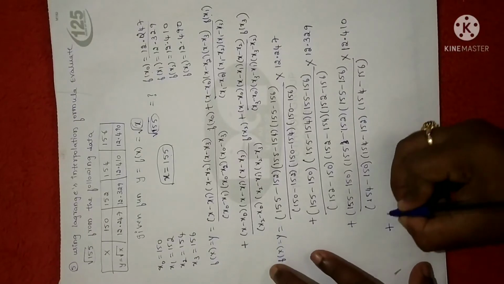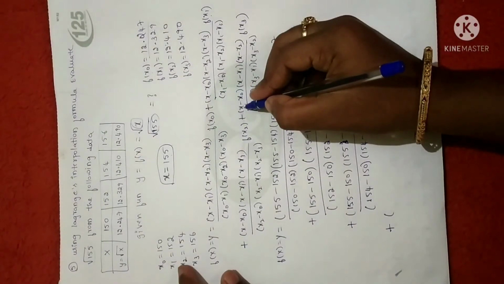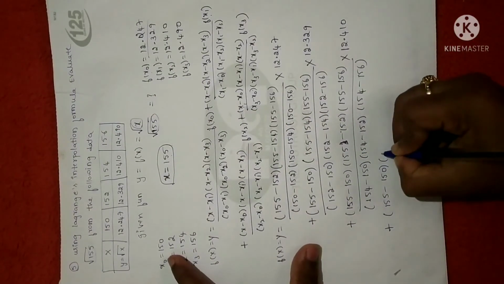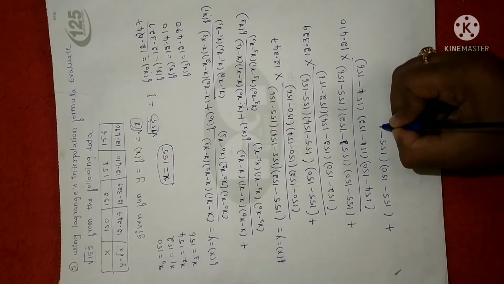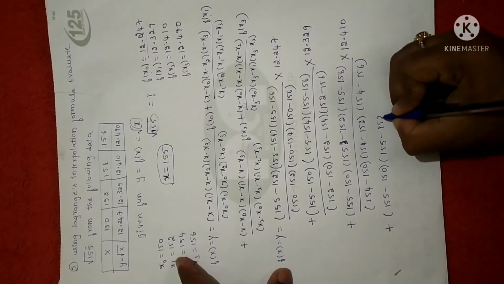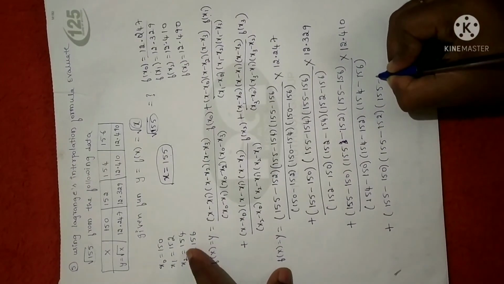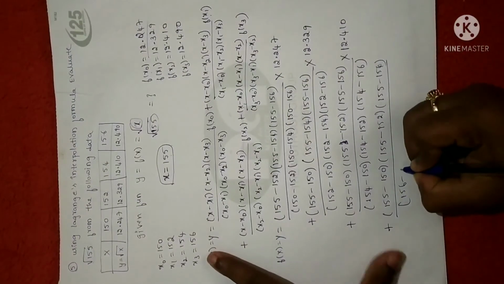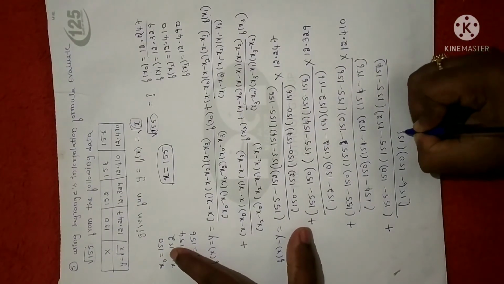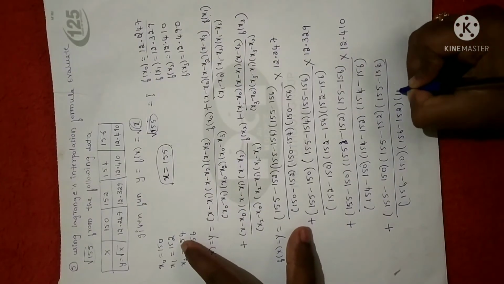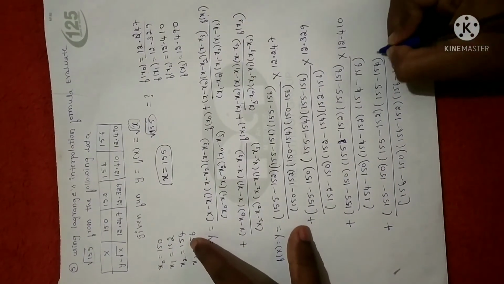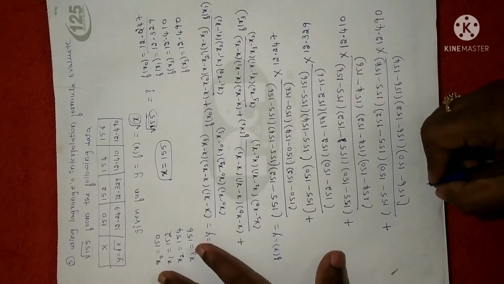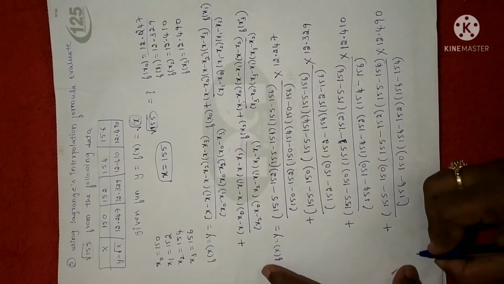Now let me write the fourth term. Plus, what is the value we have? X. What is the value of x? X is 155 minus x0 is 150. X is 155 minus x1 value is 152. X is 155 minus x2 value is 154, divided by, what is the value of x3? X3 is 156 minus x0 is 150, 156 minus x1 is 152, x3 is 156 minus x2 is 154, into f of x3, which is 12.490. Clear? Now we have to simplify each and every term as I already showed.